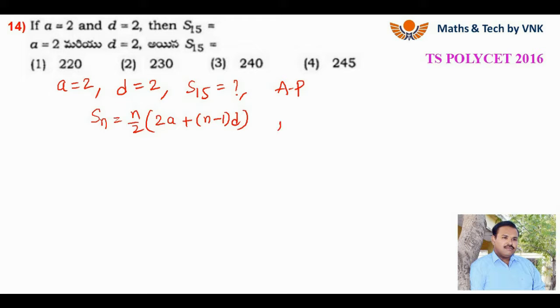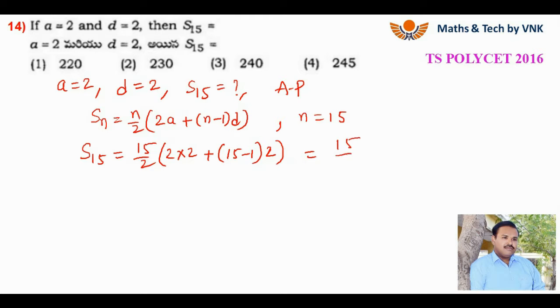For the sum of 15 terms, n is equal to 15. So substituting n is equal to 15, a is equal to 2, d is equal to 2, then S15 is equal to 15 by 2 into 2 into 2 plus 15 minus 1 into 2. So which is equal to 15 by 2 into 4 plus 14 into 2, 28, which is nothing but S15 is equal to 15 by 2 into 32. So 16 times, 15 into 16 is equal to 240. So the correct option is 3.